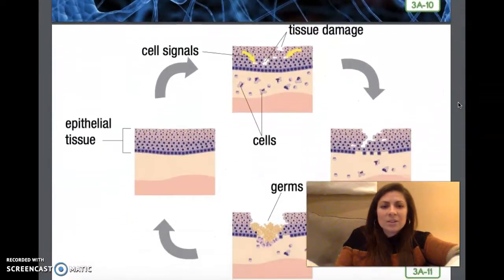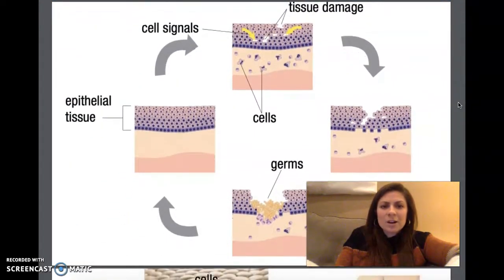What about the epithelial tissue? Let's try to pronounce it first. Epithelial. What a big word for tissue that covers and protects. Sheets of cells packed closely together make up epithelial tissue. Does the picture look familiar?